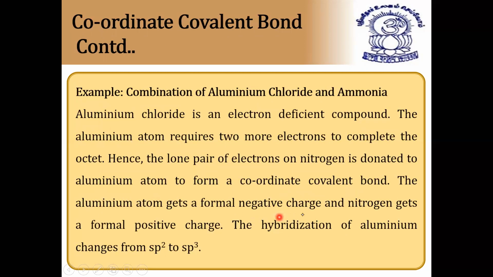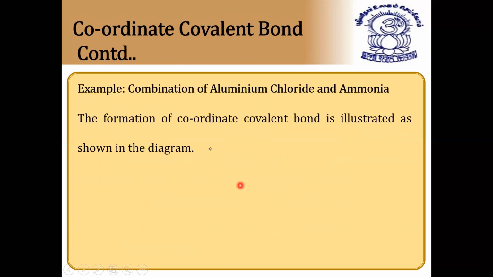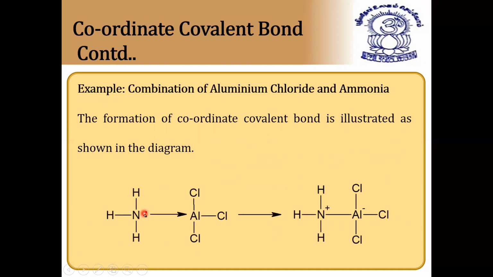The aluminum gets a formal negative charge as it is accepting the electrons, and nitrogen gets a formal positive charge as it is donating the electrons. The hybridization of aluminum changes from sp2 to sp3. This hybridization topic we will not discuss here because it is covered separately. This is called coordinate covalent bond. The diagram of aluminum chloride and ammonia is shown clearly. Nitrogen has one lone pair and donates it to aluminum, so nitrogen gets plus and aluminum, accepting, gets minus. By this we can say the total compound is stable.